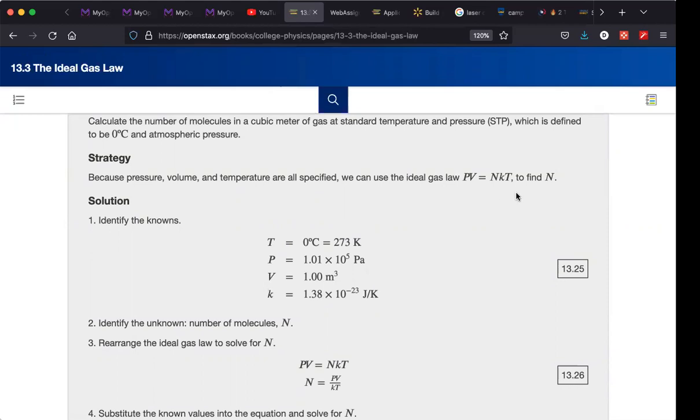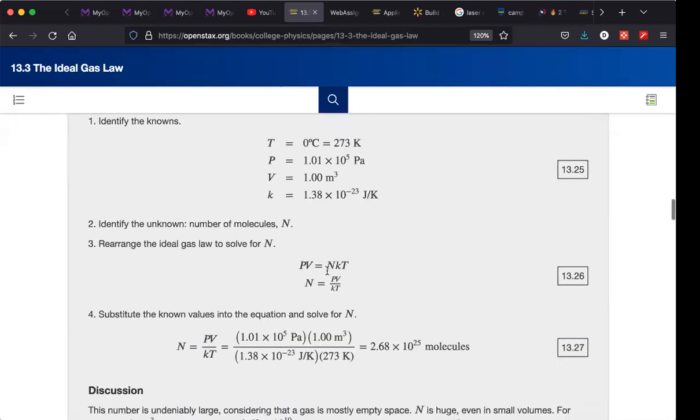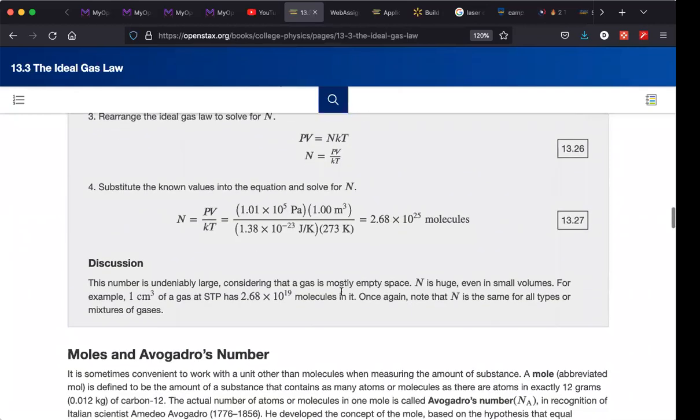So you take the ideal gas law and solve it for N, and we get this equation right here, and then plug in those numbers. Turns out it's a lot of molecules.